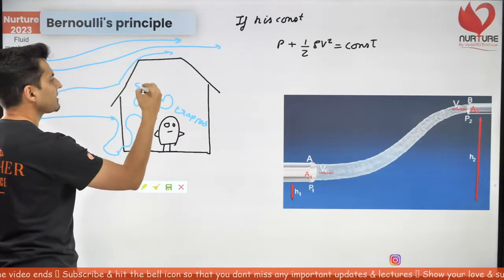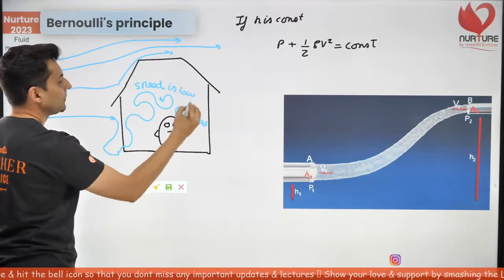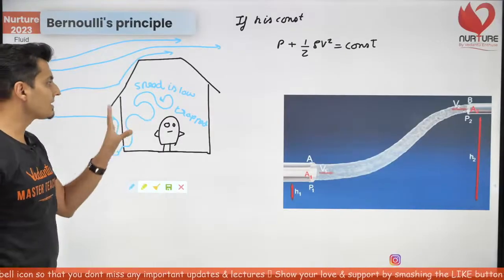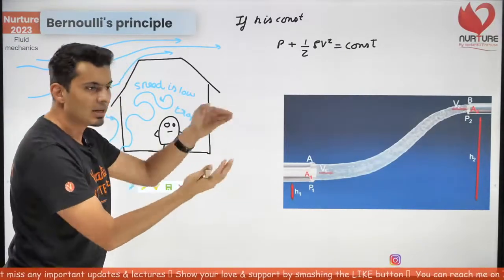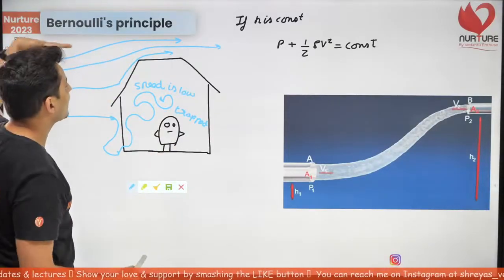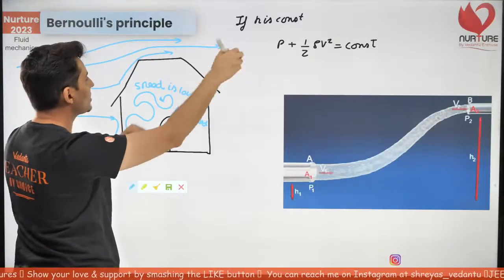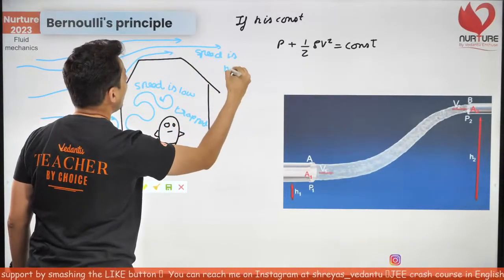So here the speed of the wind is low. The speed which enters inside the house somehow is very small because it's trapped, it's slowly coming inside in a haphazard manner. But here as the air goes on the top, you can see it is unobstructed, so the speed of the wind is high.